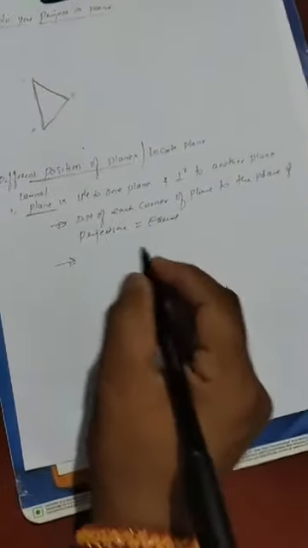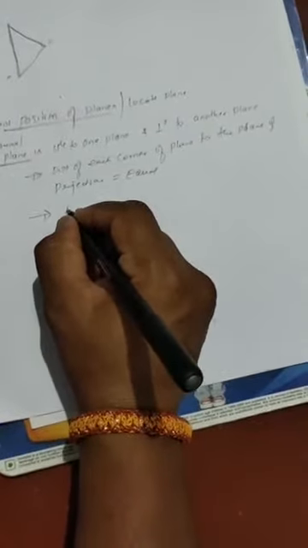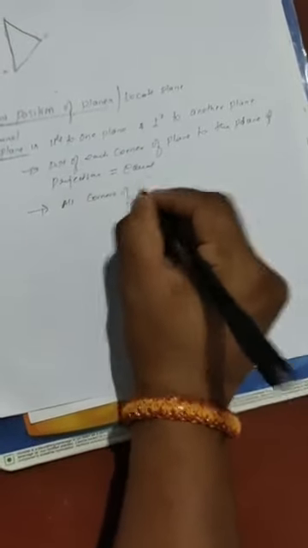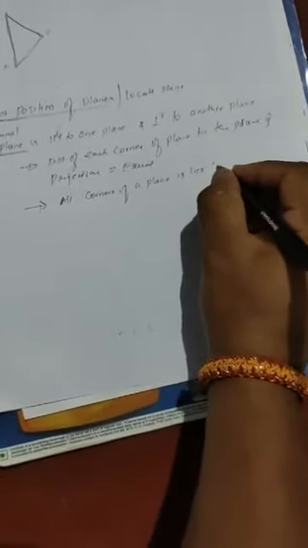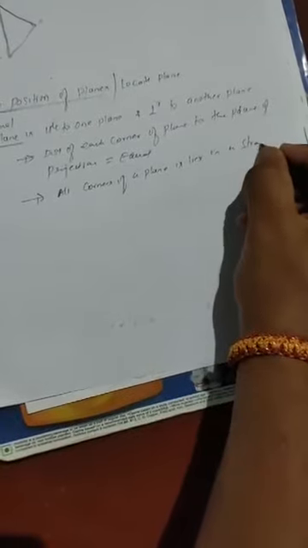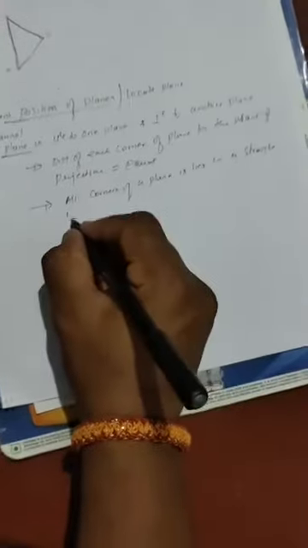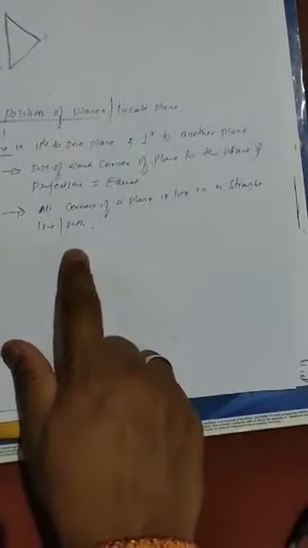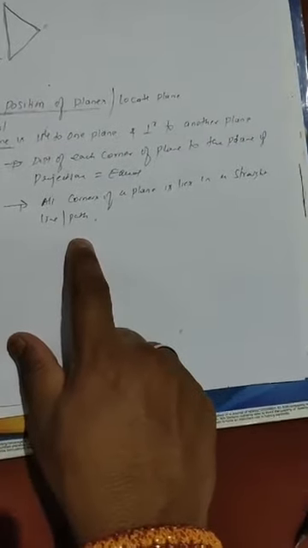Perpendicular to the plane means all corners of the plane lie in a straight line or straight path. Then you can say that the plane is perpendicular to that plane. This is how you say the plane is parallel to one plane and perpendicular to another plane.